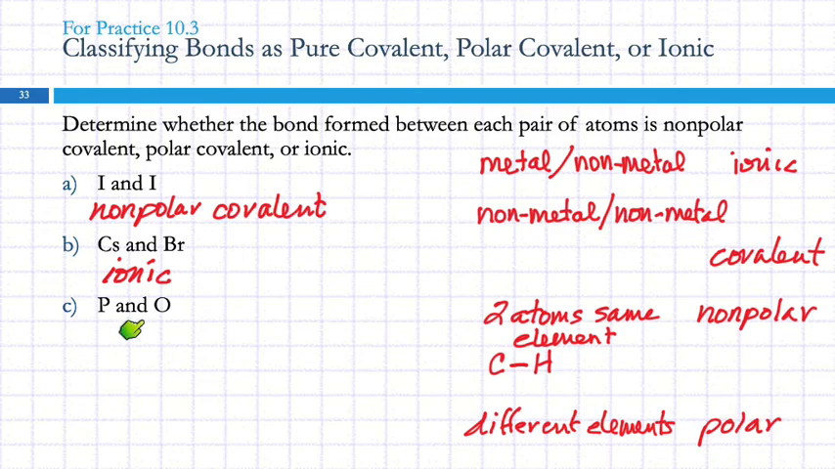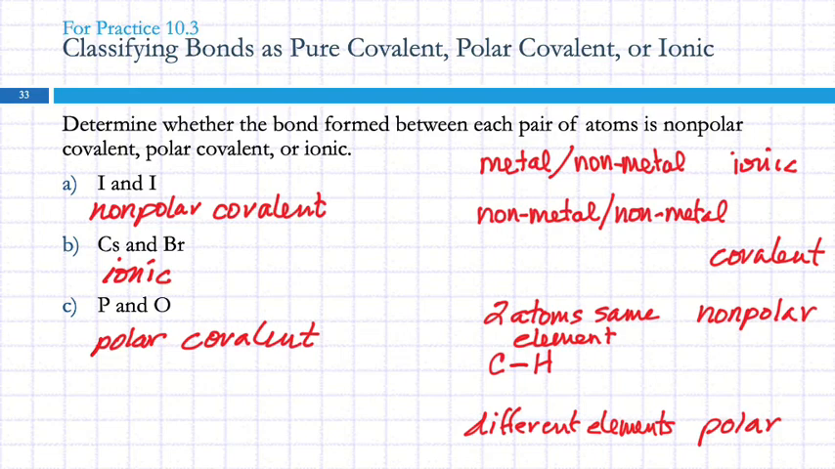How about phosphorus and oxygen? That one's going to be polar covalent. It's two nonmetals, it's a covalent bond. Back up. Two nonmetals, it's a covalent bond. But they're two different elements. And so we can assume that their electronegativities are different.